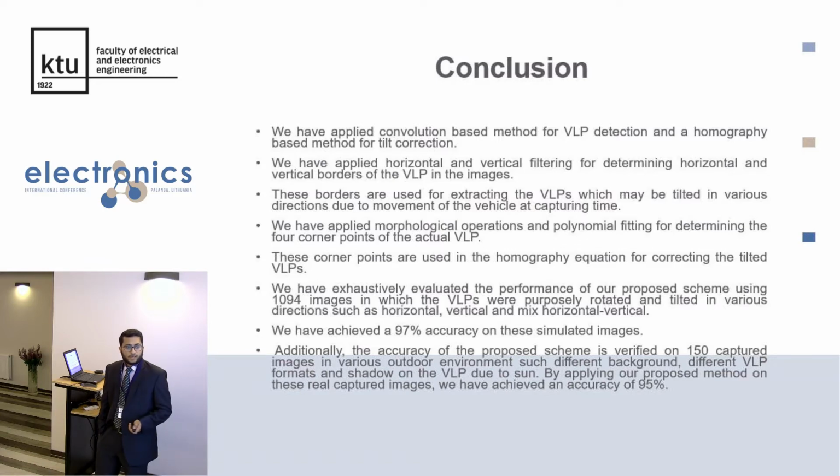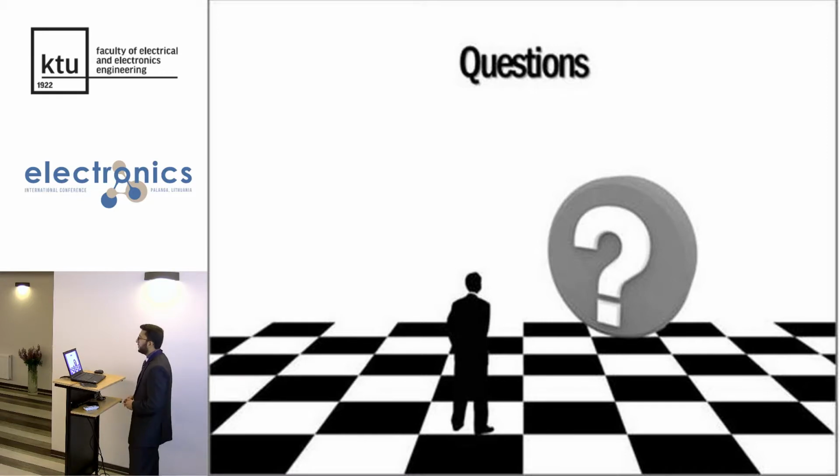We have evaluated the performance using 1094 images. These are the simulated images in which the license plate were purposely rotated and tilted. We achieved 97% accuracy in the simulation results. Additionally, the accuracy was verified on the real captured images. We captured 150 real images with different backgrounds, and by applying our proposed method to these captured images, we achieved an accuracy of 95%. So that's the end of my presentation.